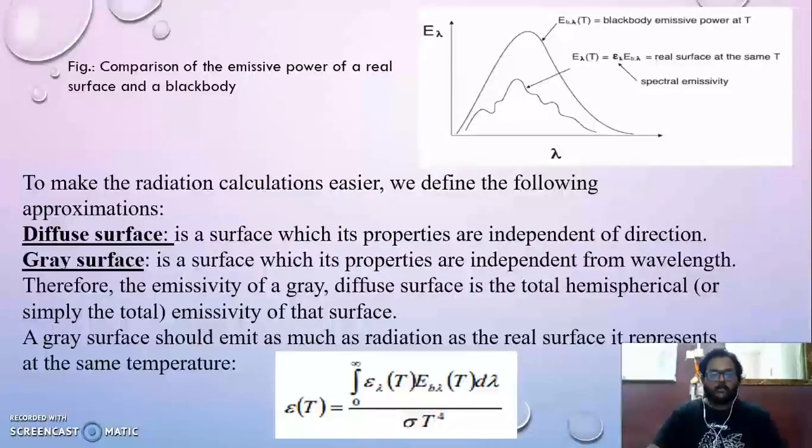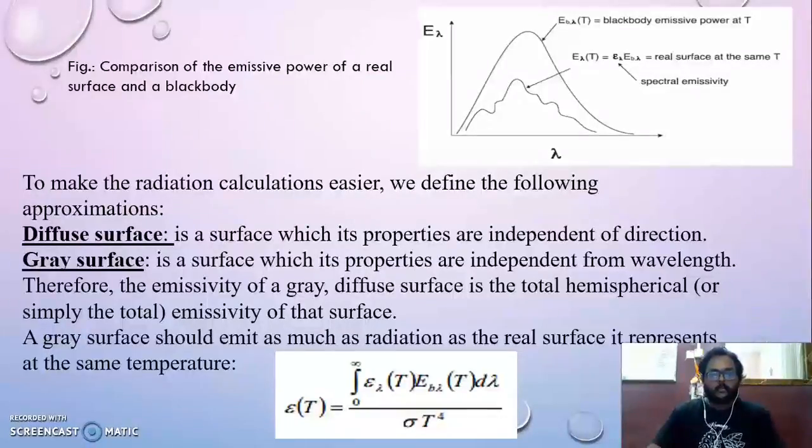So to make calculations easier, we define the following approximation. We have two surfaces, which are the diffuse surface and the gray surface. The diffuse surface is a surface whose properties are independent of direction, and the gray surface is a surface whose properties are independent of wavelength. Therefore, the emissivity of a gray diffuse surface is the total emissivity of that surface. A gray surface should emit as much radiation as the real surface at the same temperature.